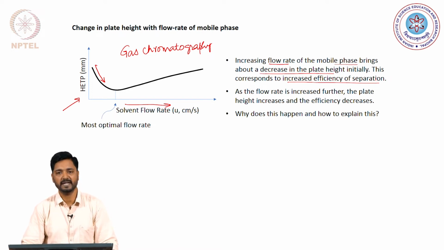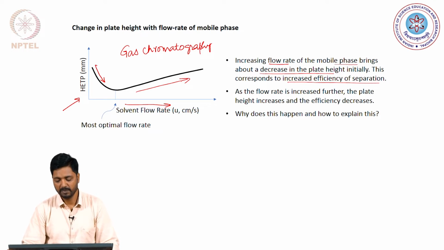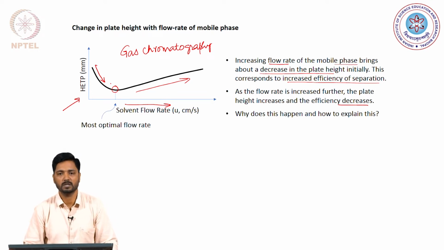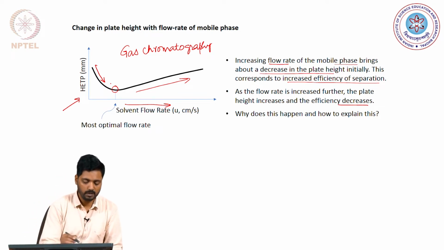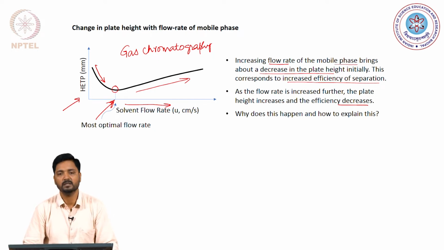So, a reduction in the plate height implies that the efficiency of separation is improved. However, as we increase the flow rate further, which is this regime, the plate height starts increasing again and the efficiency undergoes a reduction. So, this was a common observation, and based on that an optimized flow regime was to be used for achieving the most efficient separation. So, people figured out that there is a most optimal flow rate at which our plate height will be the smallest.